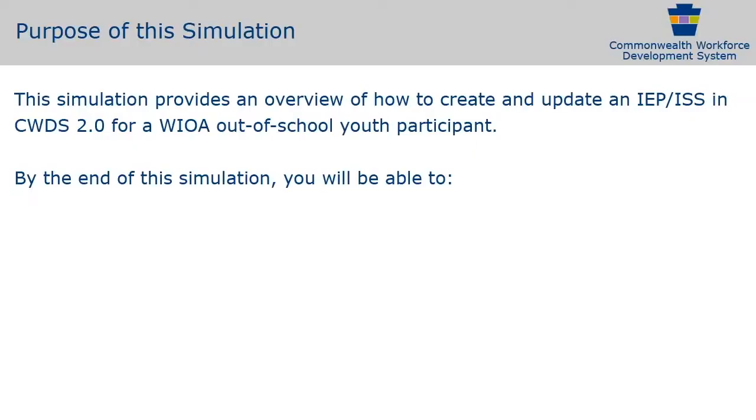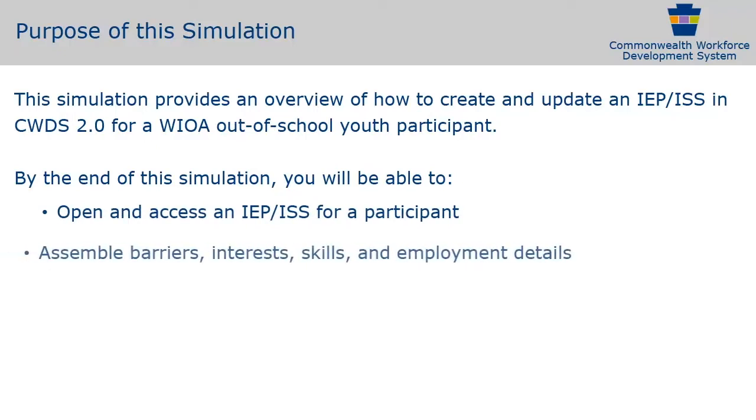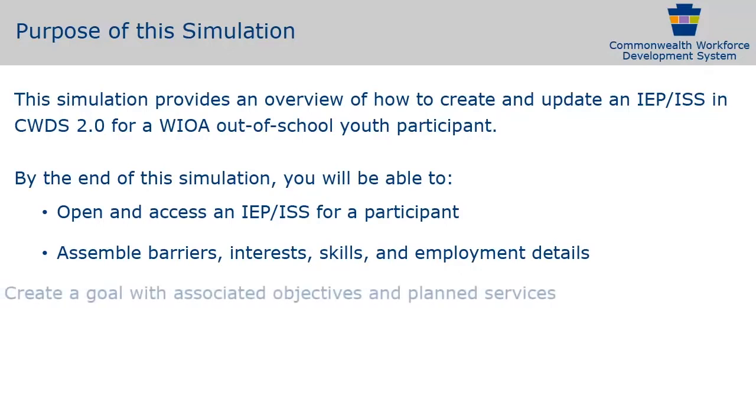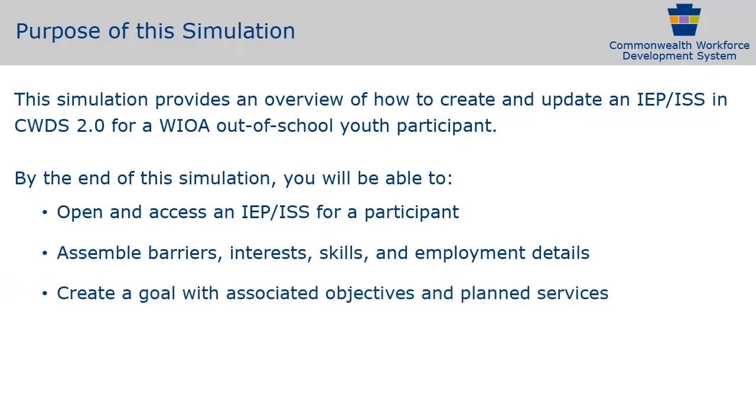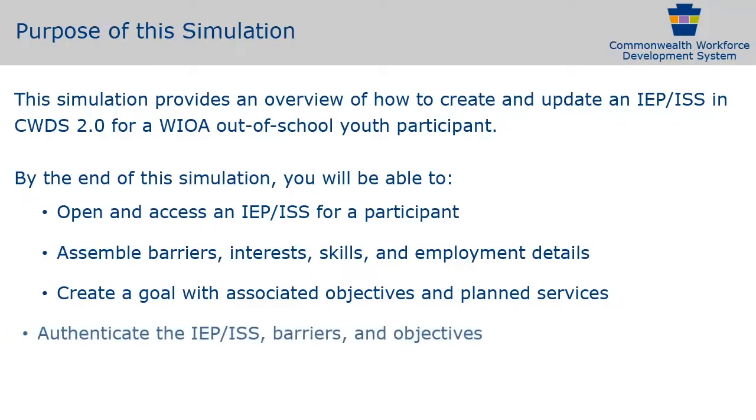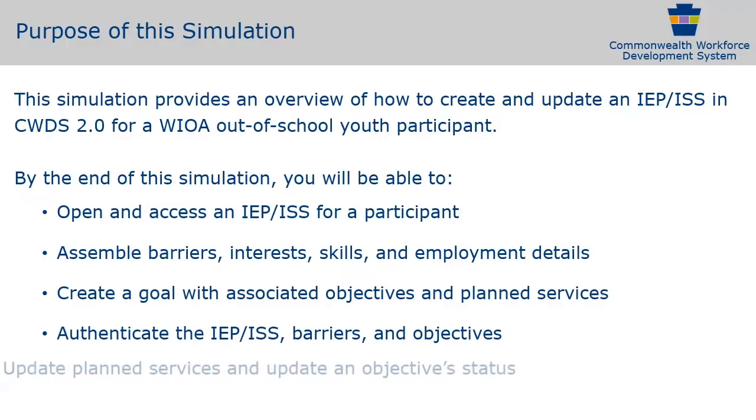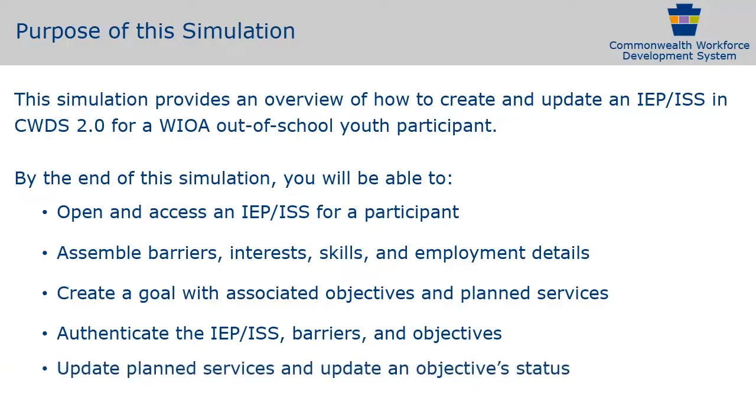This simulation provides an overview of how to create and update an IEP ISS in CWDS 2.0 for a WIOA out-of-school youth participant. By the end of the simulation, you will be able to open and access an IEP ISS for a participant, assemble barriers, interests, skills, and employment details, create a goal with associated objectives and planned services, authenticate the IEP ISS, barriers, and objectives, and update planned services and update an objective's status.